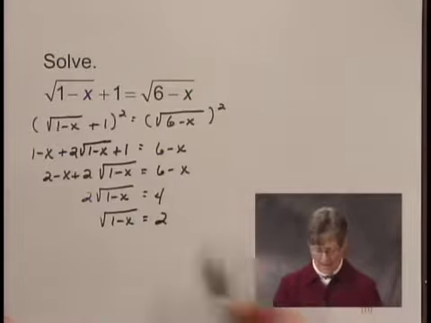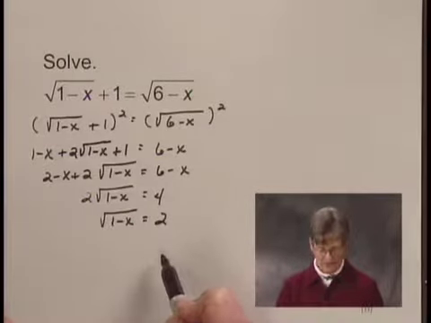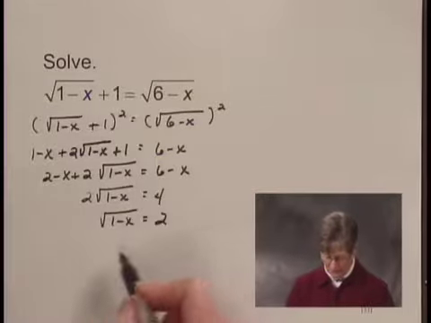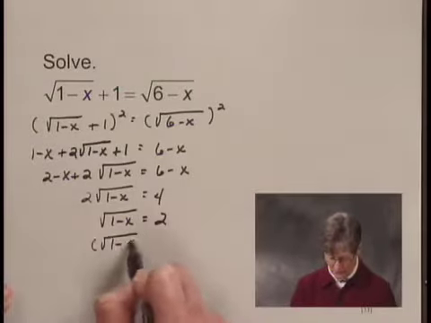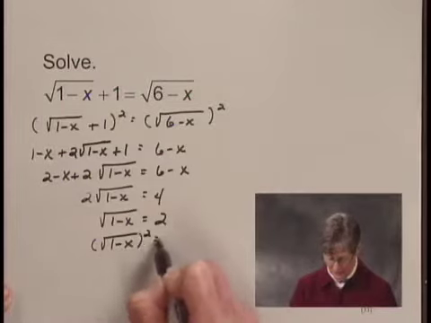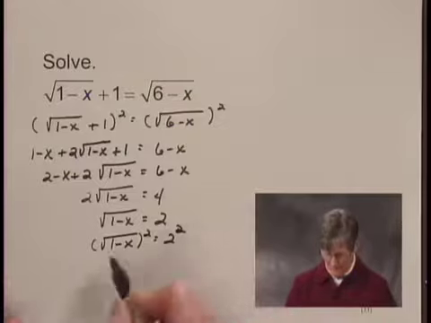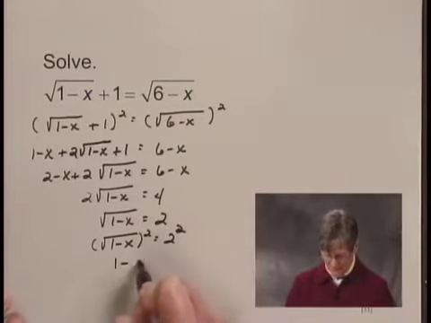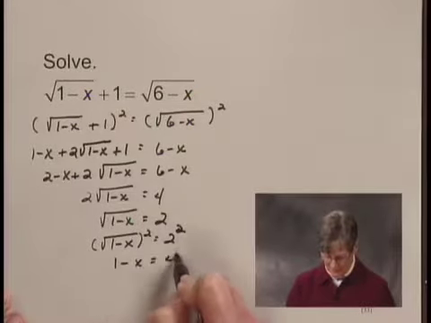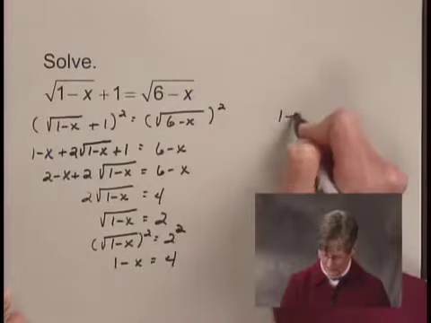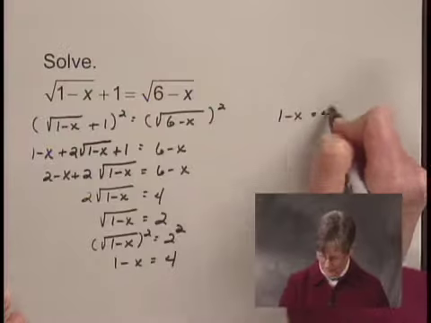And now I need to use the principle of squaring again to eliminate the radical. And when I do that, I have the square root of 1 minus x squared equals 2 squared. The square root of 1 minus x squared is 1 minus x, and 2 squared is 4. And let's go up here. The last line we had is 1 minus x equals 4.